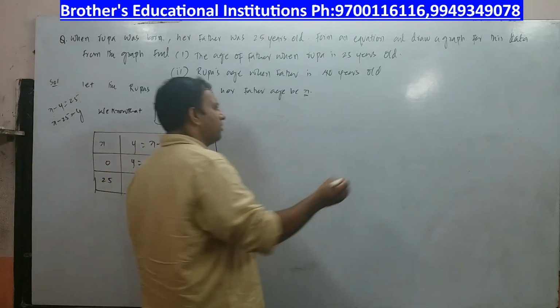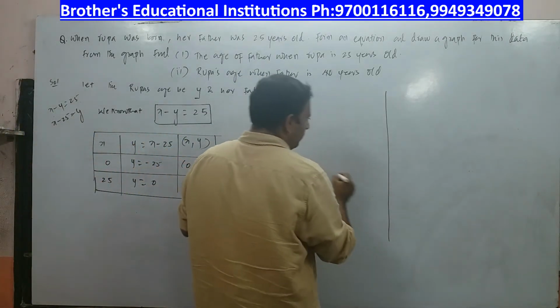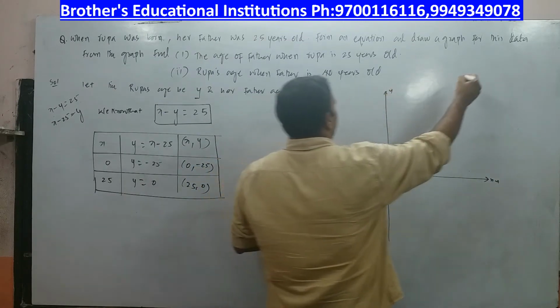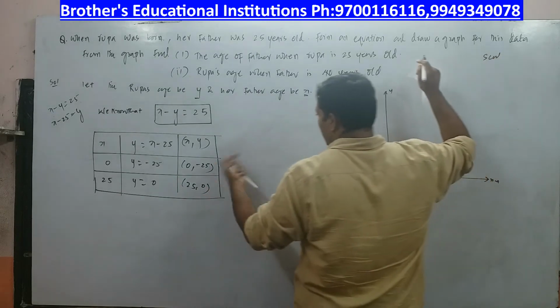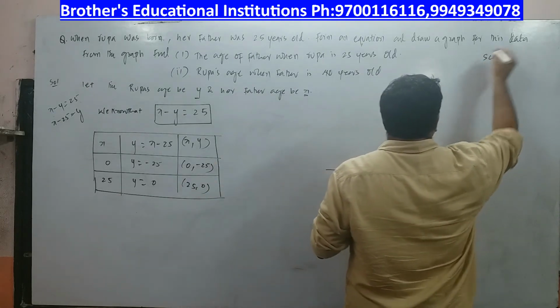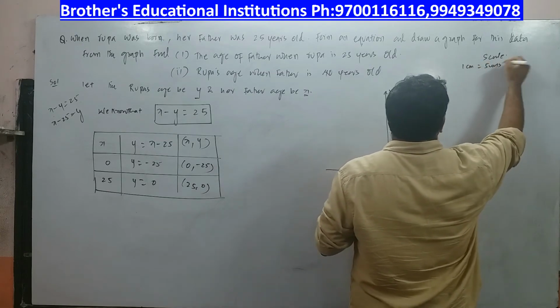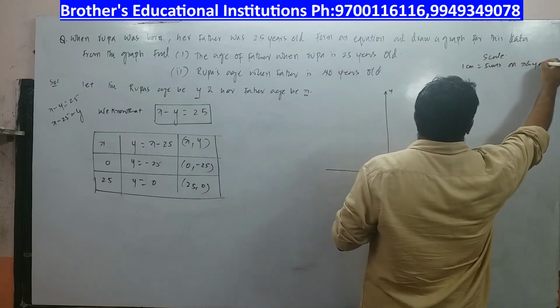So how am I going to draw? I am going to take x-axis and y-axis. This is x, this is y. I will write the scale, right? Since 25 is a larger number, I have to adjust the scale now. Scale: I'll take 1 centimeter is equal to 5 units on x and y axis.